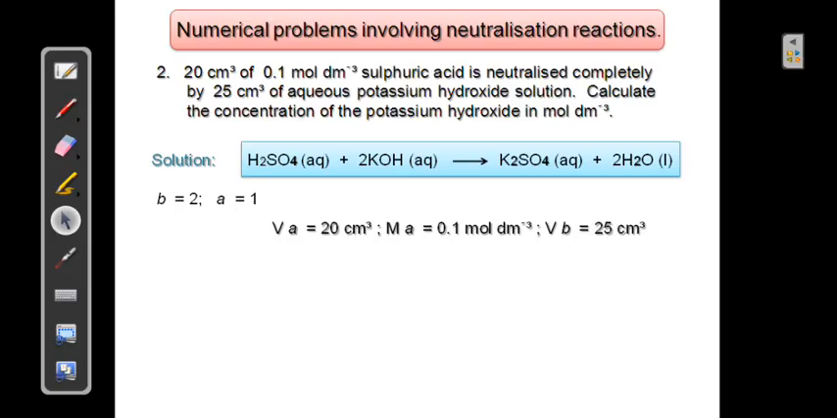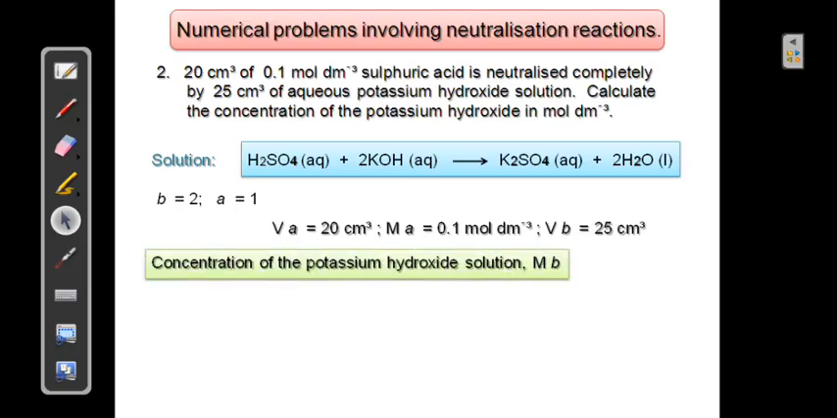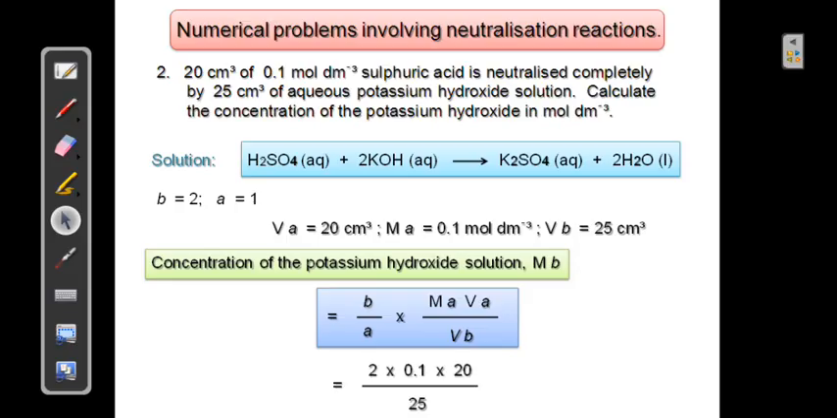So concentration of the potassium hydroxide solution, that is the MB, is B over A times MA times VA over VB. So B is 2, A is 1. What is MA? MA is 0.1 mole. What is VA? Is 20. And what is VB? 25. So you just plug in the numbers, you'll get 2 times 0.1 times 20 divided by 25.